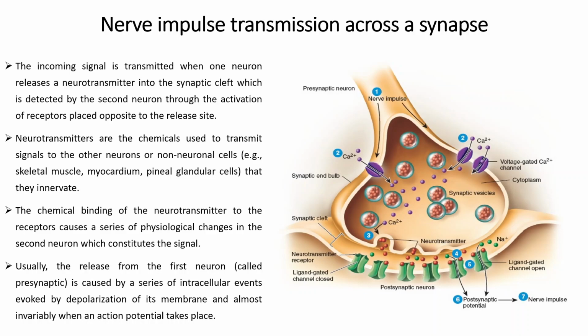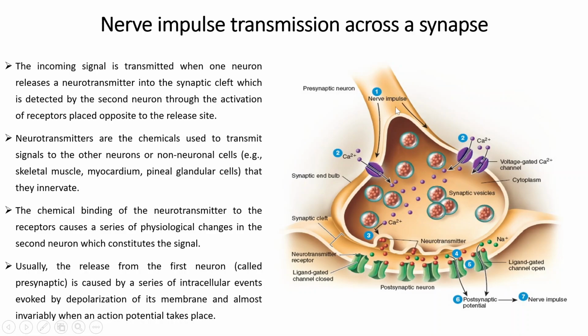Now, how does this action take place? The incoming signal is transmitted when one neuron releases a neurotransmitter into the synaptic cleft, which is detected by the second neuron through the activation of receptors placed opposite to the release site. In step 1, the nerve impulse reaches the end of the axon terminal. Here we have several neurotransmitter-containing vesicles.